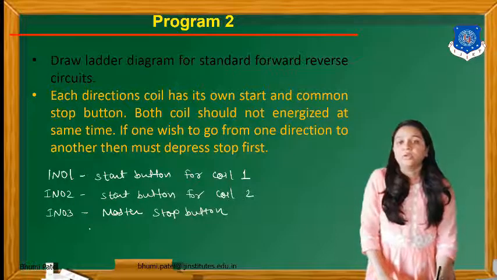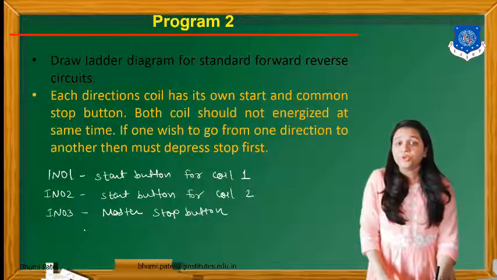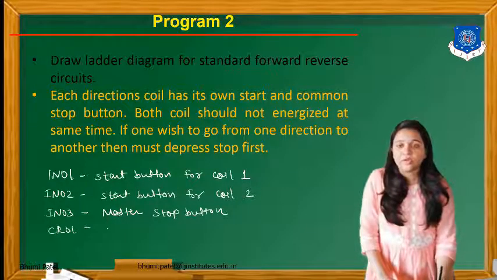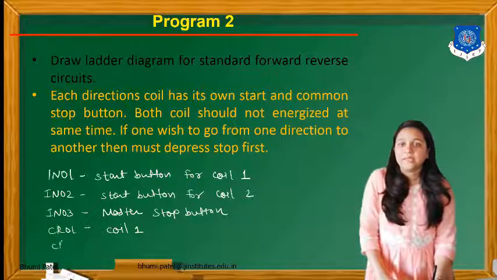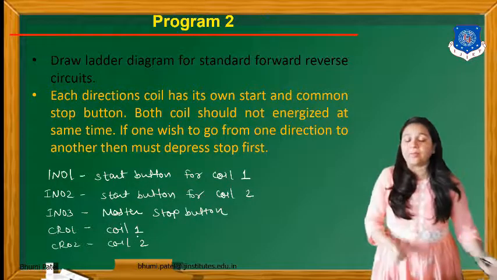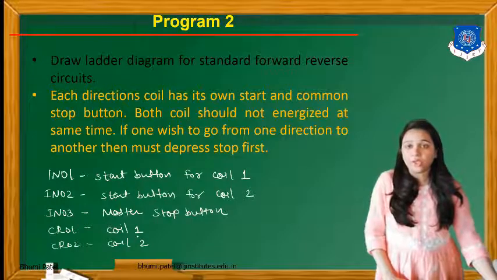Okay. Now the next condition is both coils should not energize at the same time. So next we have to take the output. CR01 is the output for coil 1 and CR02 is the output for coil number 2. So these are my inputs and outputs for this program. Now next we have to draw the logic.